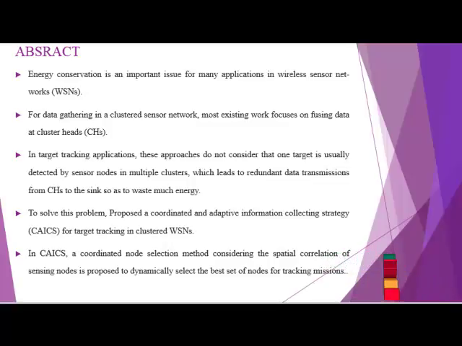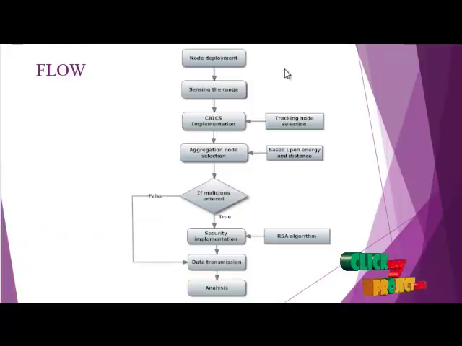To solve this problem, we propose a coordinated and adaptive information collecting strategy called CAICS for target tracking in clustered WSNs. In CAICS, a coordinated node selection method considering the spatial correlation of sensing nodes is proposed to dynamically select the best set of nodes for tracking missions. Let us see the flow of our project.